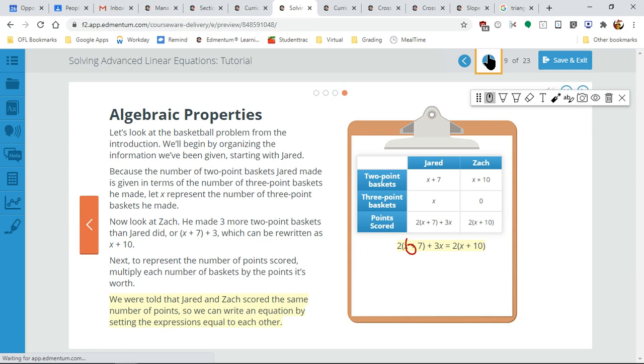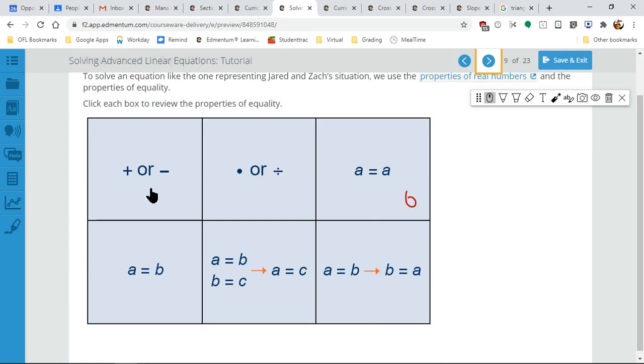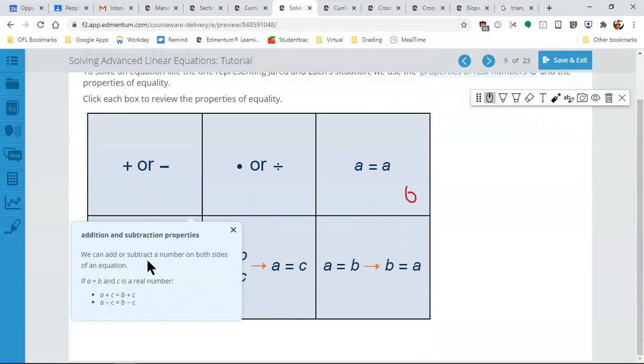All right. So going here, you click the box. To solve the equation, as represented here, we're going to use properties of real numbers. I think what we're doing here is we can click it, and this is just telling us all the properties that we need to know.